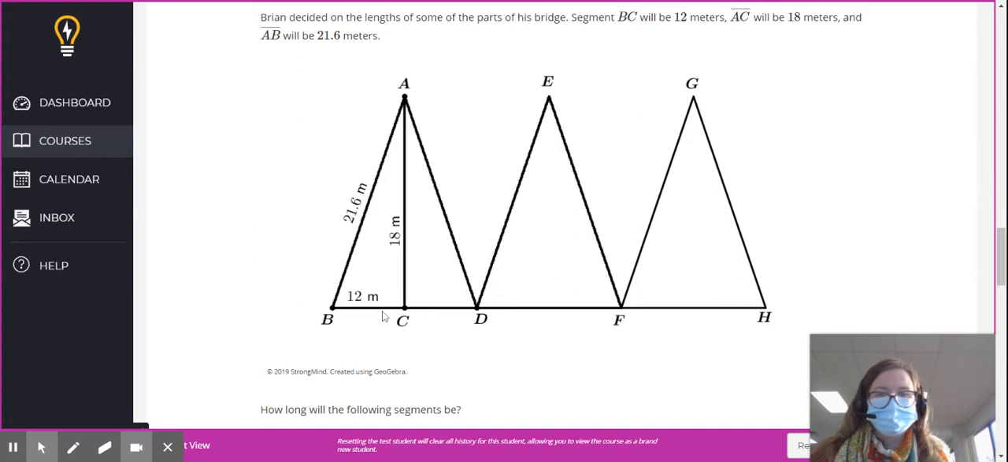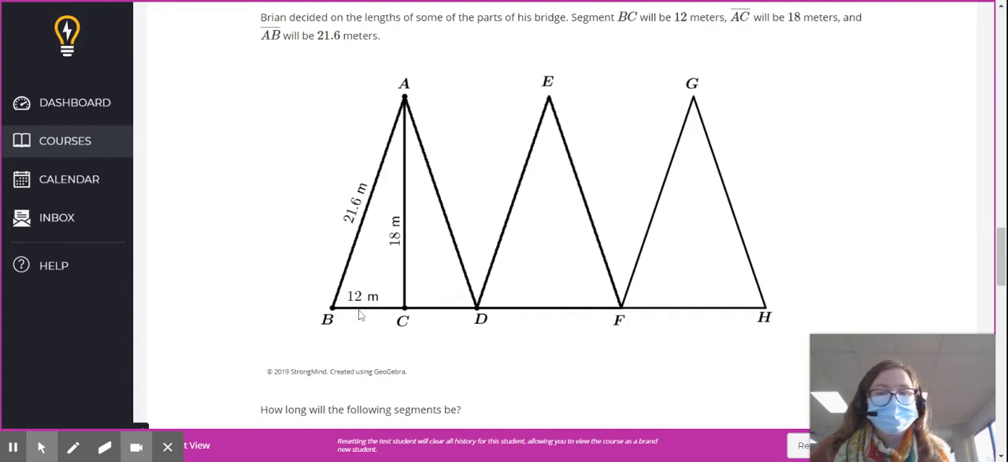So we know that all of these triangles are congruent. This one doesn't have those two triangles, but if we were to draw a perpendicular bisector, it would make it work. So we look here. So this is 12. That's 18, that's 21.6. Since they're all congruent, then this one's also going to be 21.6, and so is this, and this side, and this side, and that side.